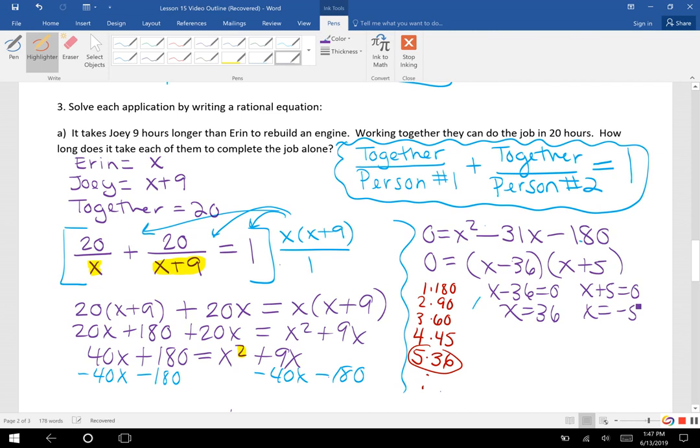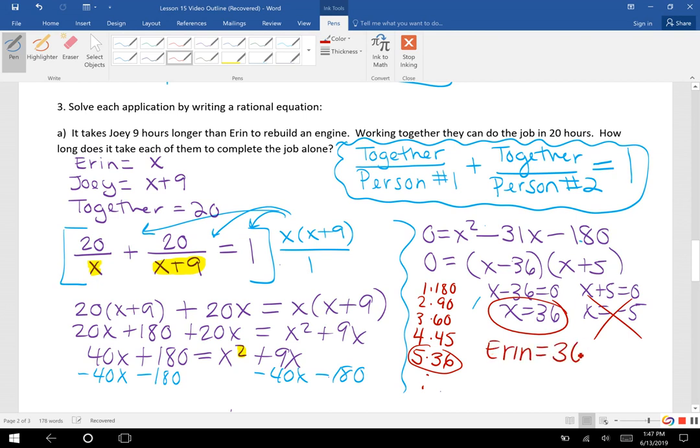Now, negative 5 doesn't make sense in this problem. We're not going to have a negative time to complete a task. So 36 must be the answer, and so I guess that's Aaron's time. So it takes Aaron 36 hours.